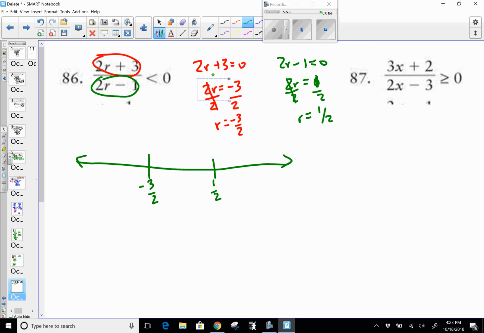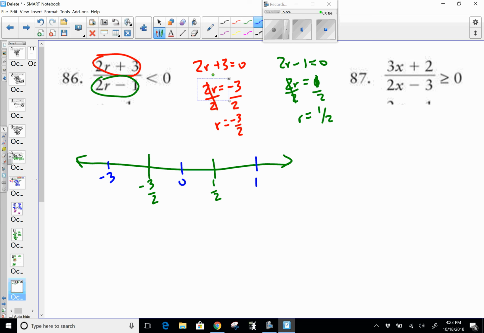Okay? So now, what we want to do next is we want to test points. So for example, what I mean by that is there's a 0 here, right? I could test 0. I could test like -3 right here, and over here I can test like 1. Okay. But first, one thing we want to do is we want to go ahead and test -3/2.